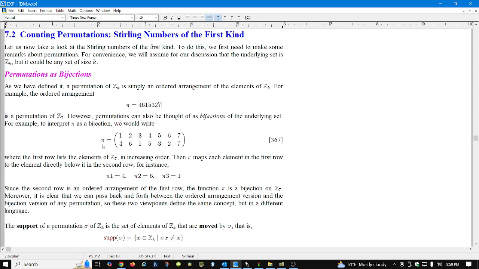And because the second row is just an ordered arrangement of the first row, this map is a bijection. It's surjective and it is injective. It's also clear that we can pass back and forth between the ordered arrangement view of permutations and the bijection view of permutations as functions. So these two viewpoints define the same concept, just in a different language, from a different perspective.